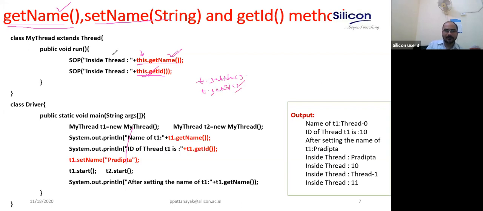Similarly, you can set the name. T1.setName, you can provide a string, as it takes a string as a parameter. Suppose I want to assign the name of this thread as Pradipta. I can set the name, and whatever name I have set over here, I can also populate here. So when I call this.getName, it gives me Pradipta in the case of T1. In the case of T2 and T3 it is different. But in the case of T1, as I have already said, it gives me Pradipta. See here.